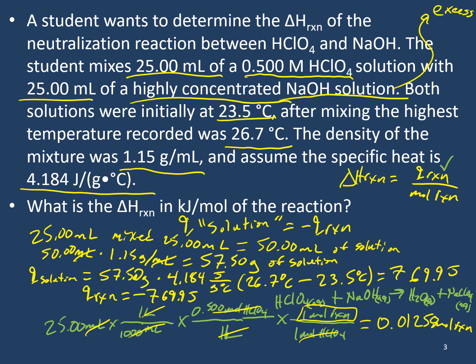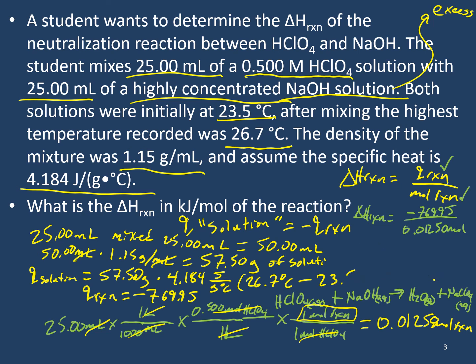All right, so now I have the other part, and we can calculate it. Delta H of my reaction is going to be equal to negative 769.9 joules divided by 0.01250 moles. I'm running out of space here a little bit, so I'm going to erase some stuff to make some room. All right, this gives me negative 61,592 joules.